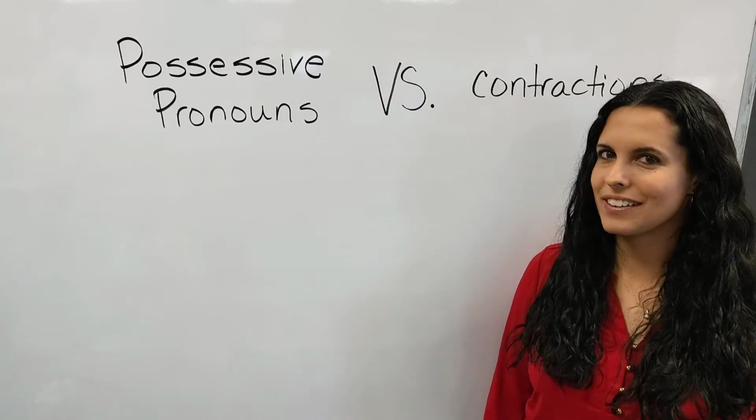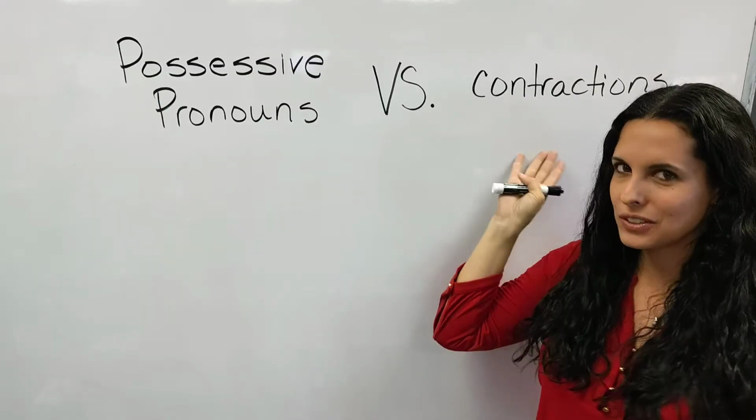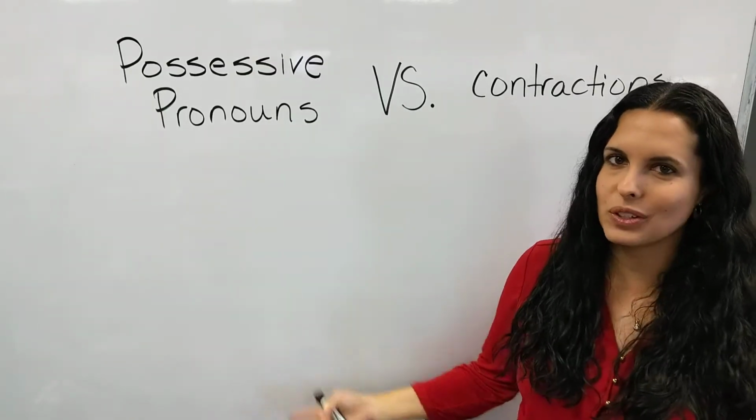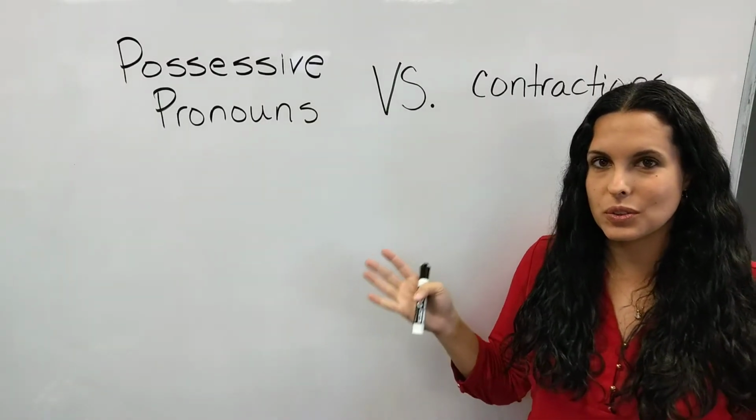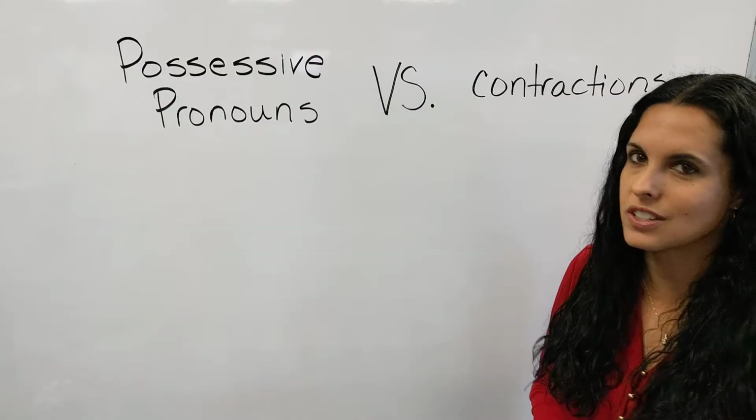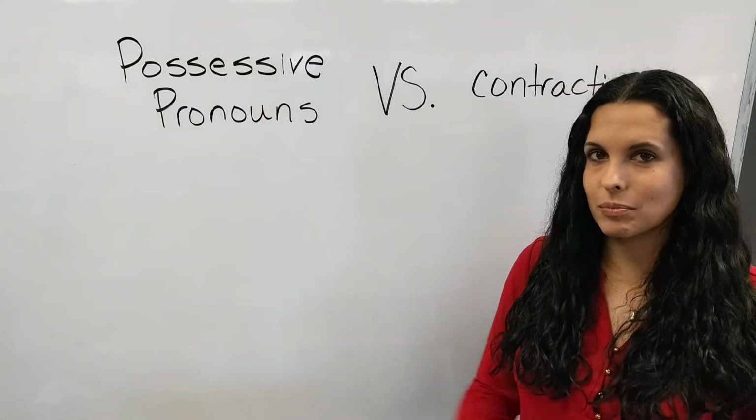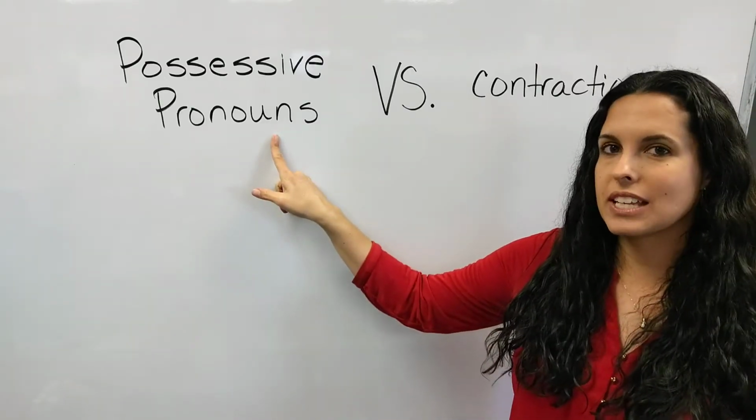Today we're going to talk about the difference between possessive pronouns and contractions. Now you use possessive pronouns every day when you're talking, and you use contractions when you're writing and you want to do an abbreviated form of two words. But a possessive pronoun shows ownership. So possessive means I own it, it's mine. And a pronoun takes the place of a noun.